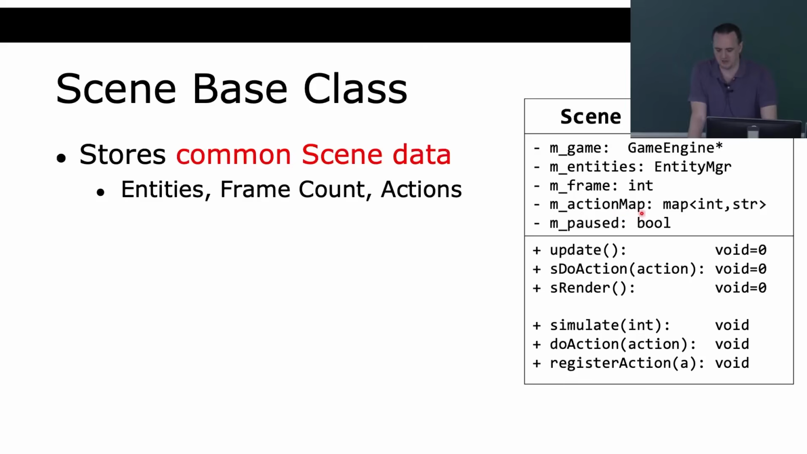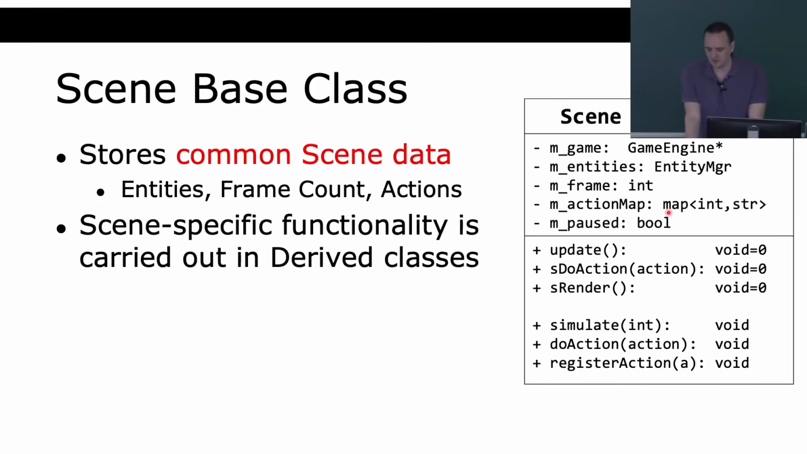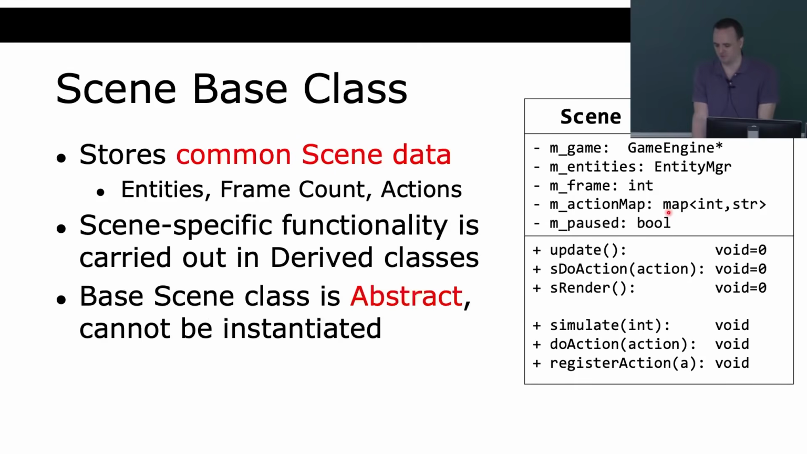We're going to talk about this action map, which maps different things to things. That's the whole next lecture. But basically, the scene base class stores all of that. And so the functionality that's unique to a given scene, for example, the stuff that happens only in the menu, the stuff that happens only in the playing of the game or the battle scene, that's all carried out in the derived classes of this class.